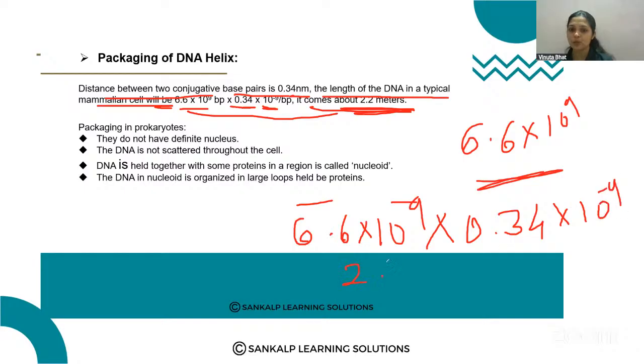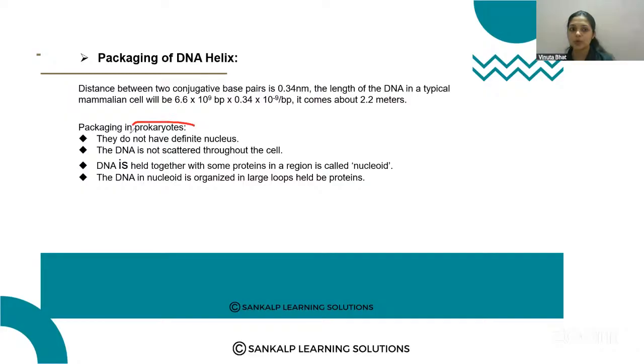So around 2.2 meters. How is this DNA packaged in prokaryotes? What do you mean by prokaryotes? Where the nucleus is not well defined, the nuclear region is not bounded by a nuclear membrane. So they are called prokaryotes. They do not have a definite nucleus. The DNA is scattered throughout the cell, and DNA is held together with some proteins in a region called the nucleoid.